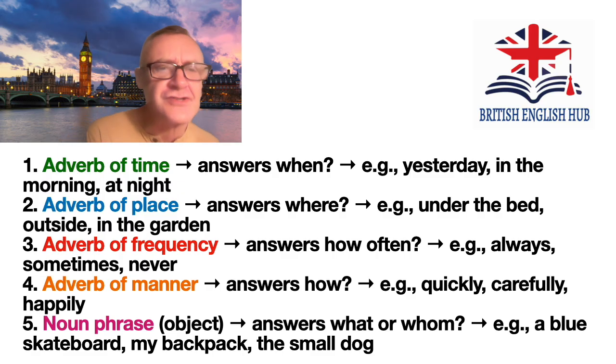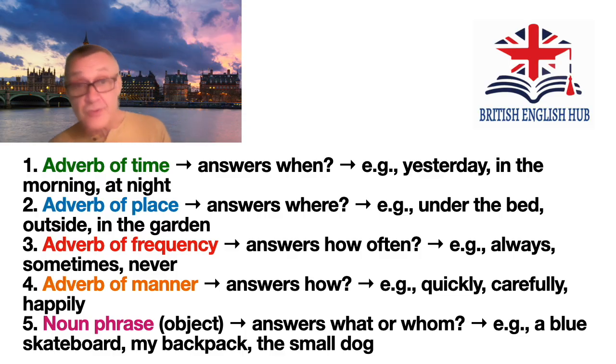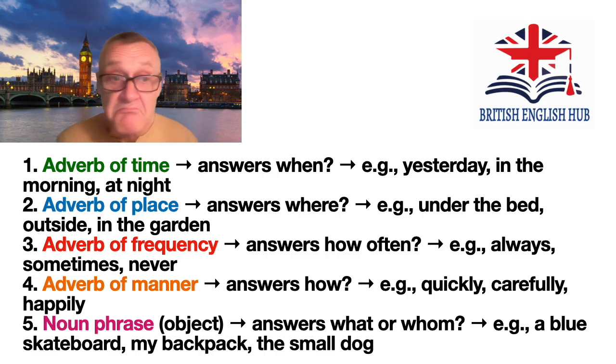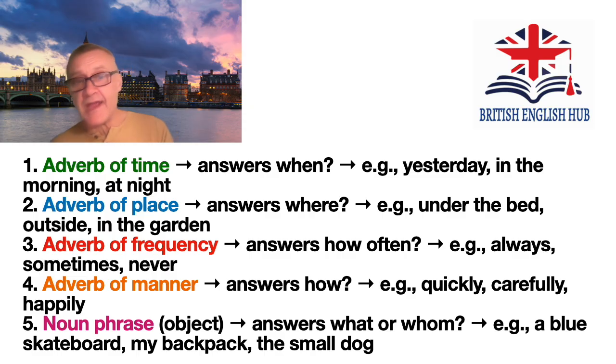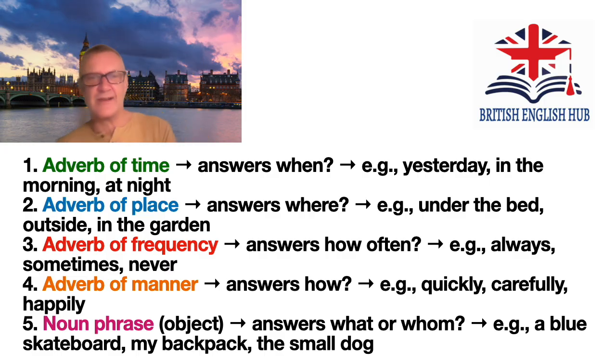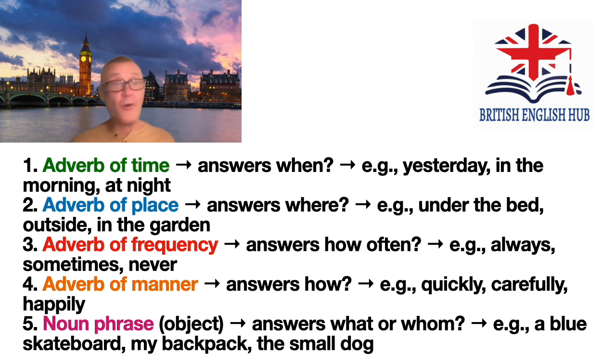So an adverb of time answers when. Examples are yesterday, in the morning, at night. That's an adverb of time. Adverb of place, again, answers where. Where exactly? There's an infinite amount of them: under the bed, outside, in the garden, in the house, in the tool shed, at the airport. It could be anywhere.